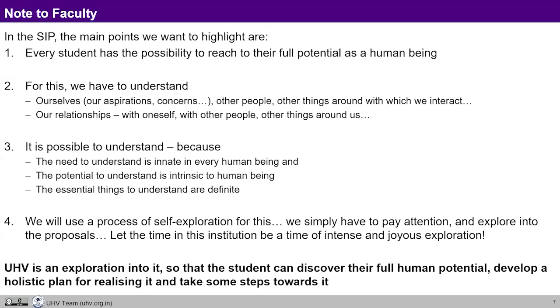And also, as we move gradually, the basic aspiration and the program to fulfill it. For this, we have to understand ourselves, our aspirations and concerns, other people, other things around with which we interact, our relationships with oneself, with other people, and with the things around us. We can also note that it is possible to understand because the need to understand is innate in every human being, and the potential to understand is intrinsic to human being. The essential things to understand are definite. So this is something that we have to internalize.